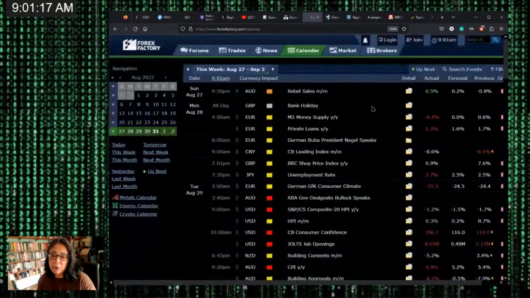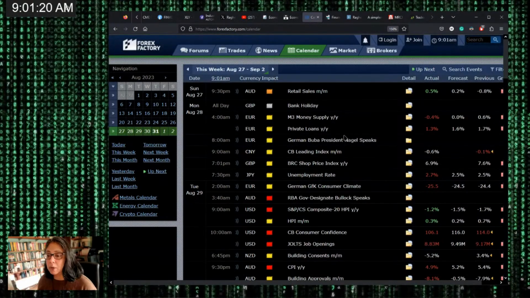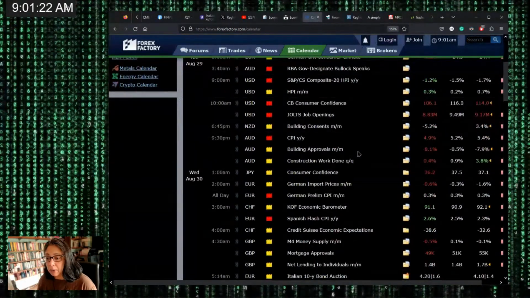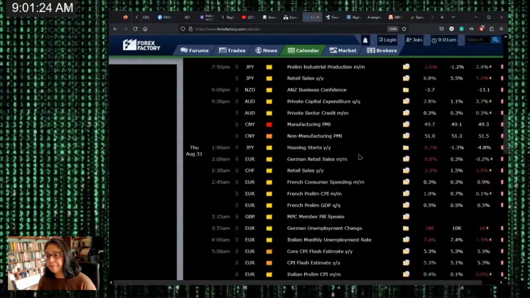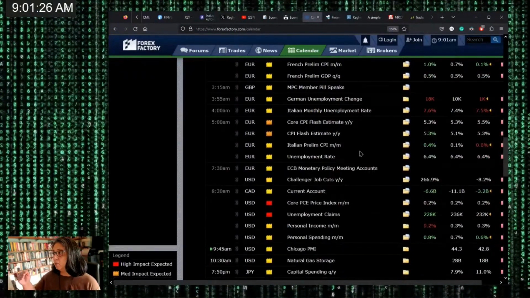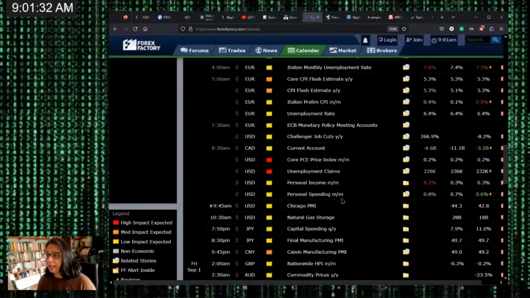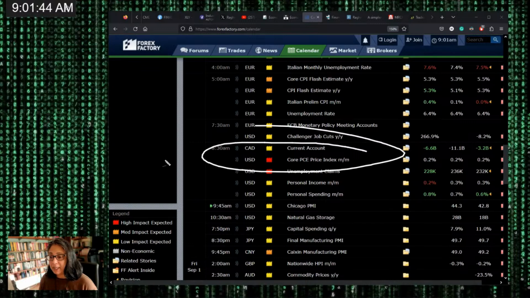If you've never been to Forex Factory before, don't let the Forex word throw you. This is a great global economic calendar. Very thorough, lets us know what kind of data came out of Europe, what kind of data came out of the UK. Core PCE, gang, this is the Federal Reserve's favorite, absolute fave inflation gauge. This is the one that they use for their models. This is the one that they're referring to when they talk about inflation.